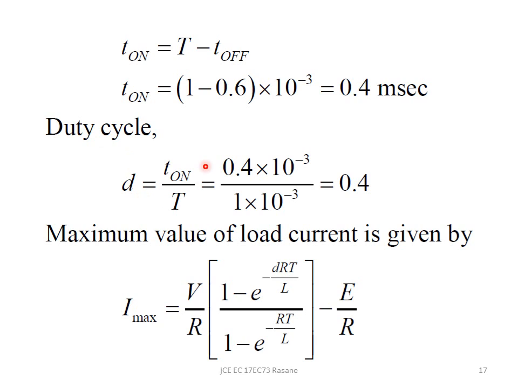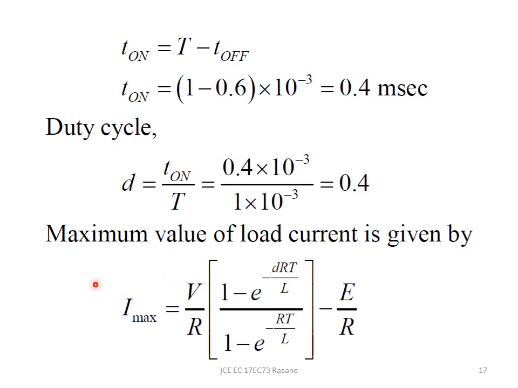Duty cycle is T on upon T. So that is T on, 0.4 into 10 to the power of minus 3, upon 1 millisecond. So that comes out to be 0.4. Okay, so we got the duty cycle now. We got the T on time and the T off time. And now you are asked to find the maximum value of the load current.